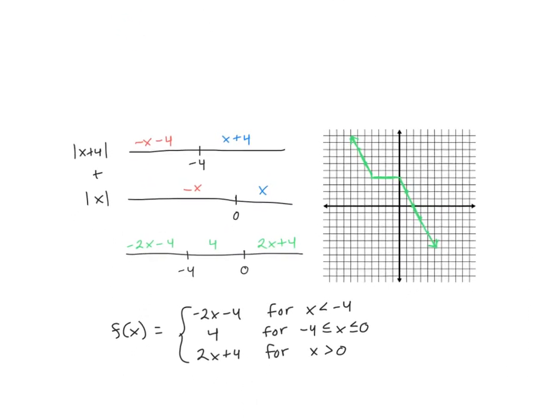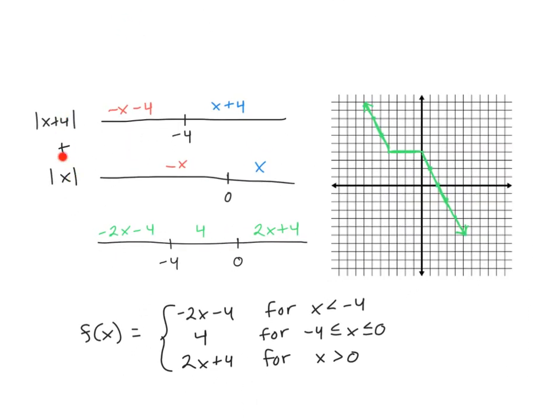Okay, so here you can see that I have the sum of these two different absolute value functions. So for absolute value of x plus 4, I can define it in this way. So x plus 4 to the right, negative x minus 4 to the left. For absolute value of x, it's x to the right, negative x to the left. And here's my three intervals.